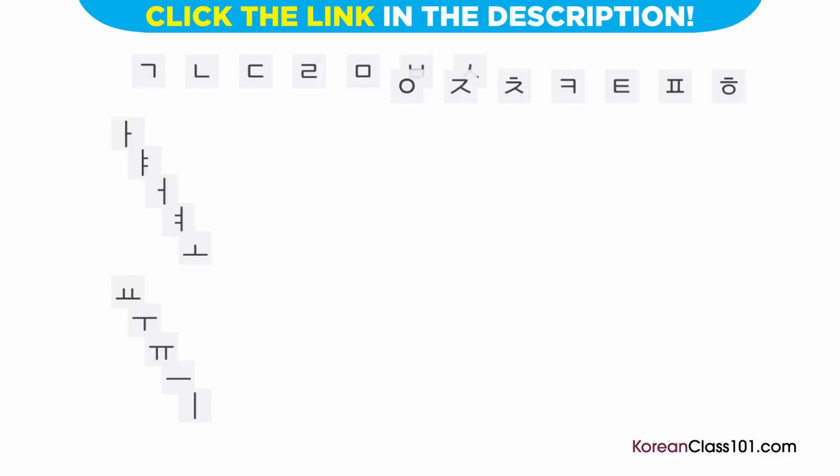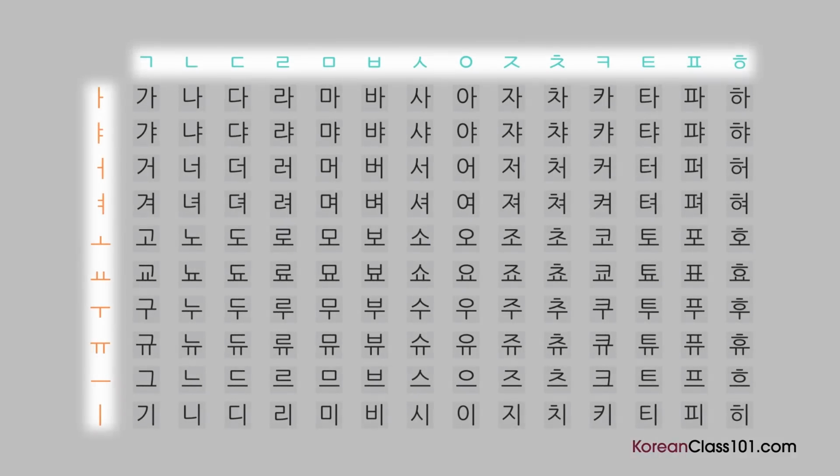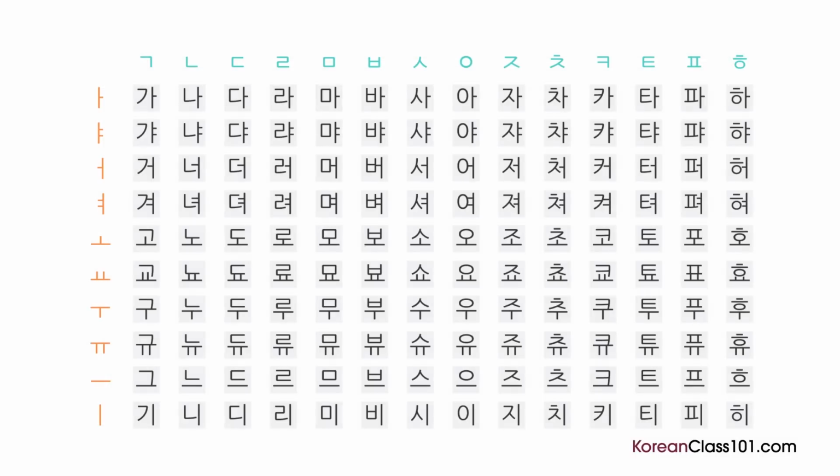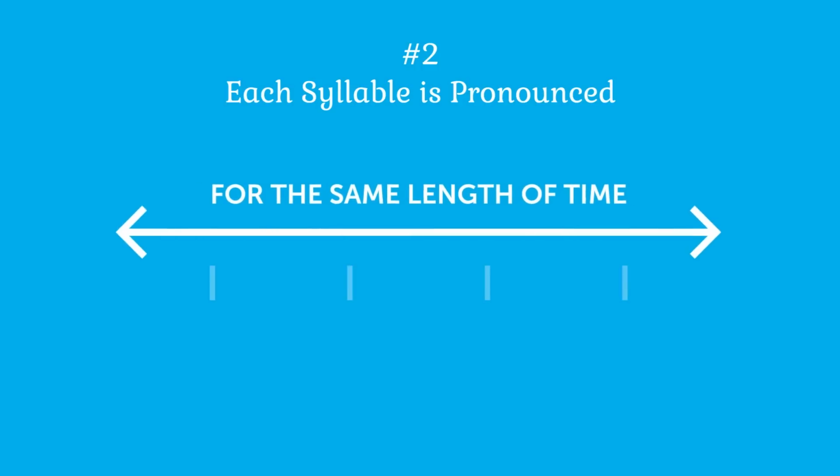You will see many different block arrangements in Korean, but once you master the pronunciation of the 24 basic letters, you can read any of these blocks in Korean. The second key point is, each syllable in Korean is pronounced for the same length of time with equal stress.